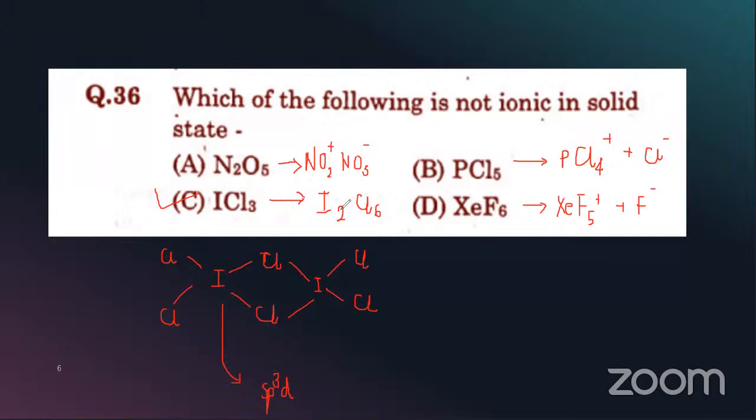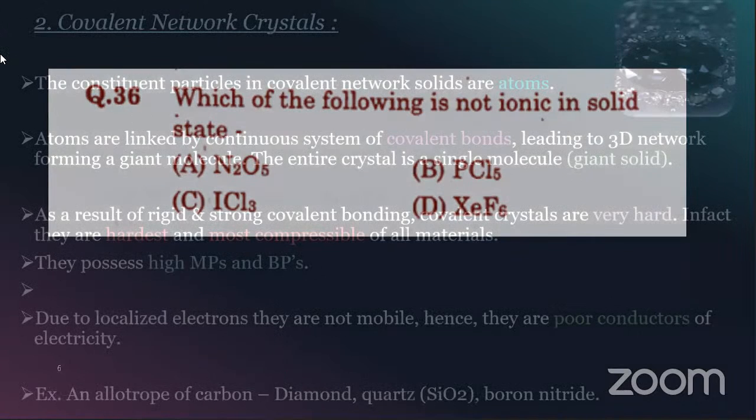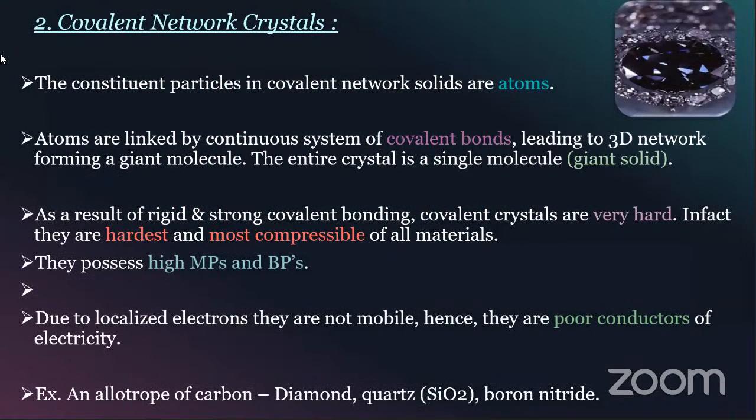Got it, everyone? So these type of questions you need to understand. Just look at the ions that are formed. If you can recognize the ions, you can definitely recognize which one of them is not an ionic compound. Next, we have covalent network crystals, the second type of crystals. Here, please remember, the constituent particles are atoms. In ionic crystals, what were the constituent particles?